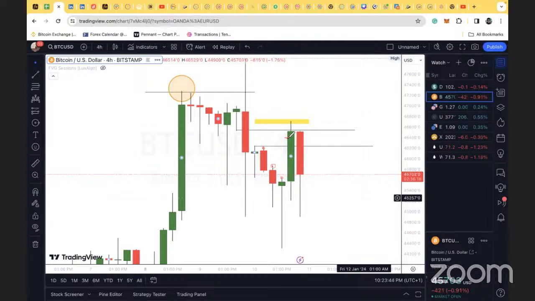This is my first entry. When I do my first entry, the price will go up, but the price respected the fair value gap, so I'm still in the trade. I will only leave the trade, or think of leaving the trade, if the price closes above the fair value gap.